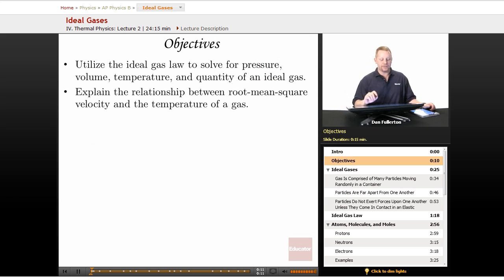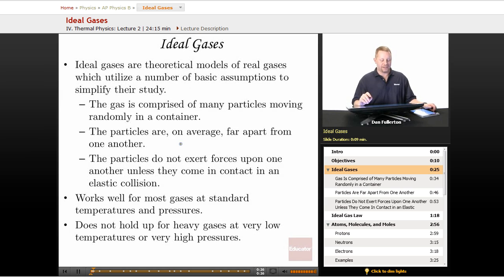Our objectives for this lesson are going to be utilizing the ideal gas law to solve for pressure, volume, temperature, and quantity of an ideal gas, and explaining the relationship between root mean square velocity and the temperature of a gas. So with that, let's talk about ideal gases.